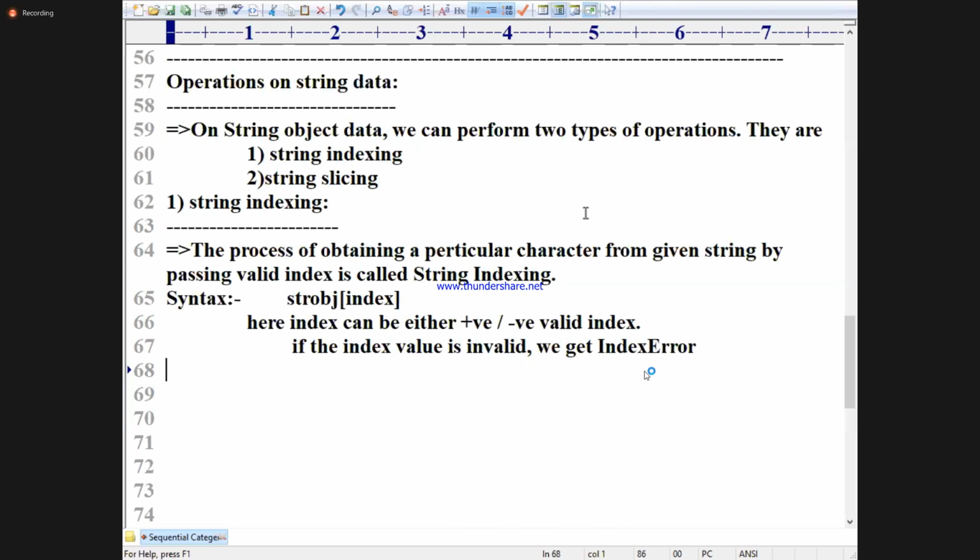Have you written the memory diagram yesterday? Written, ma? Not written. Okay.